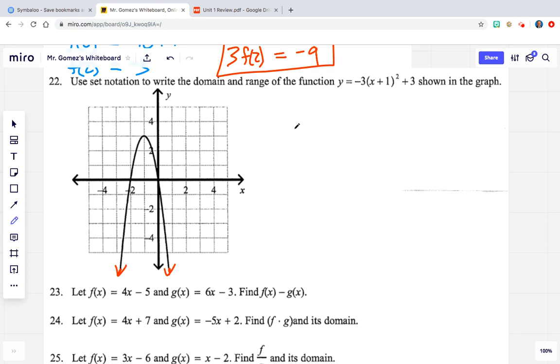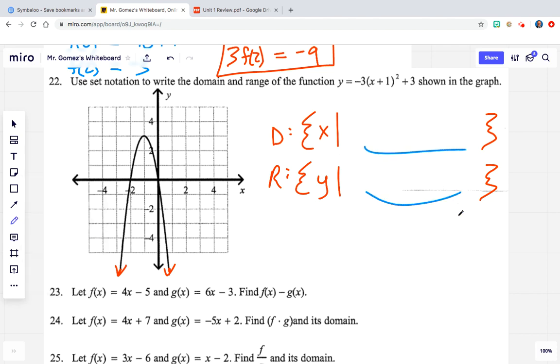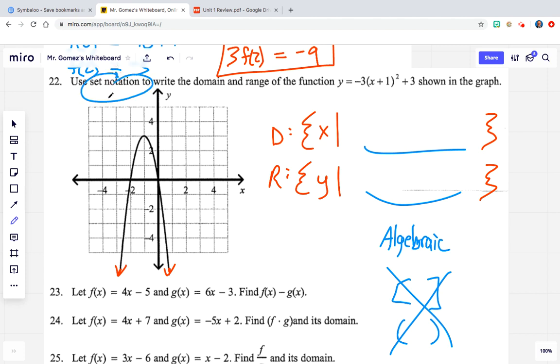Again, set notation. Let's go ahead and set up our set notation for both the domain and range. So the set of all x's such that, and then we have conditions, and the set of all y's such that, and then we'll have our conditions. A reminder, when you're doing set notation, these pieces are going to be in algebraic form, with the less than or equal to or greater than or equal to and stuff like that. So don't put brackets or parentheses, because that's interval notation. We don't want to do that for this particular one because we want to use set notation.